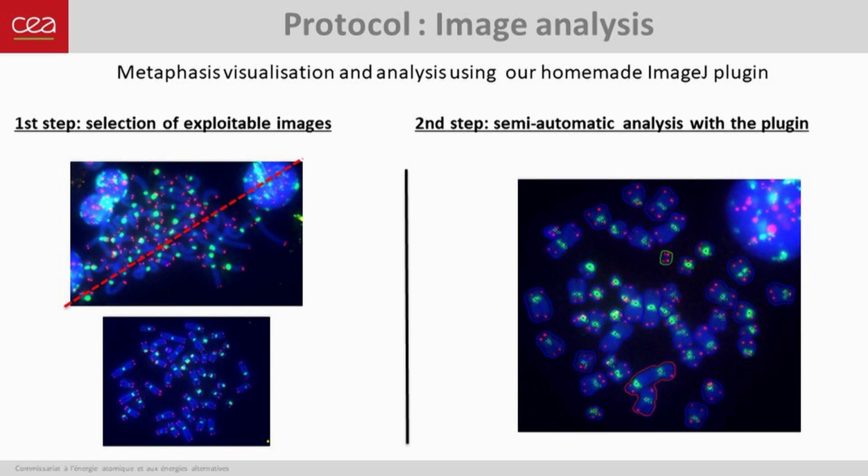You see on the metaphases the dicentric chromosomes circled in red and the resulting acentric fragment marked in green. Of course, you need to check and correct the automatic analysis, but it really saves time. I can give you more details.